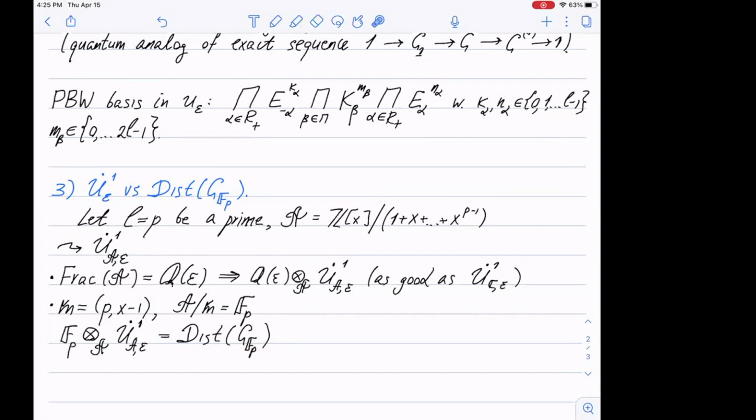Can you remind me again what you mean by as good as U, C, epsilon? Well, I mean, it behaves the same way. It's just a smaller field of characteristic 0. You can further base change to the complex numbers.